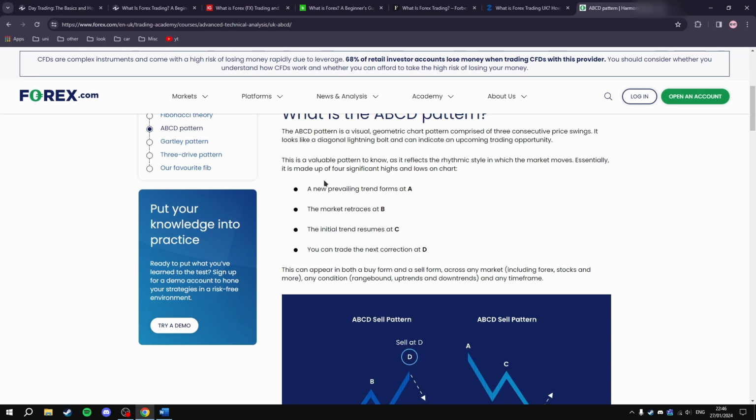It looks like a diagonal lightning bolt and can indicate an upcoming trading opportunity.